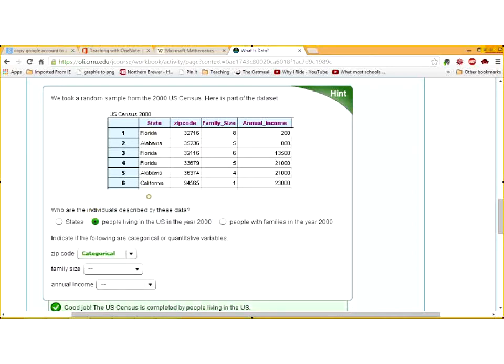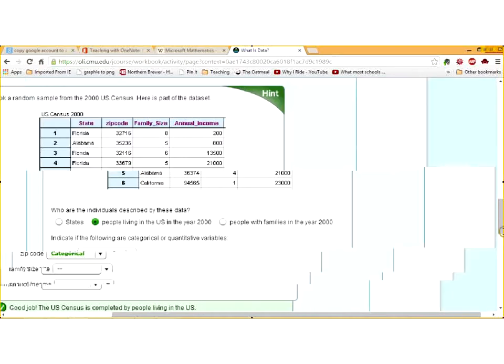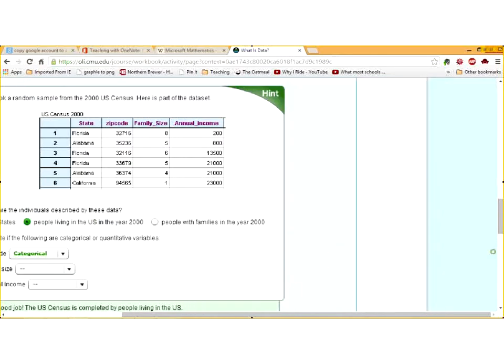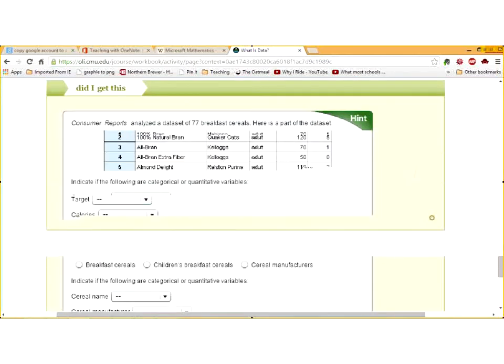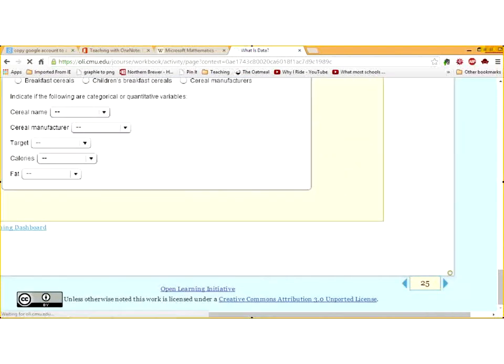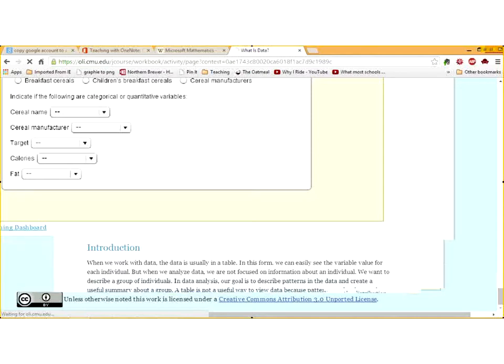And then each of these is a variable. So in this case, state would be categorical, zip code would be categorical, family size would be quantitative, average income would be quantitative. So even though zip code is a number, it is still categorical because it really labels people by location. All right, and then that's just another exercise. So that's just kind of getting you used to the idea of what data is.